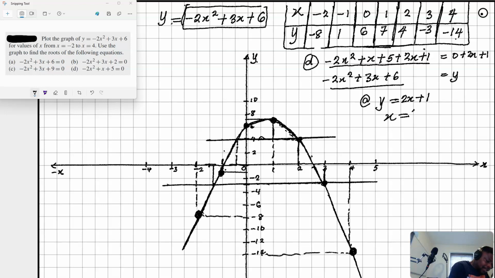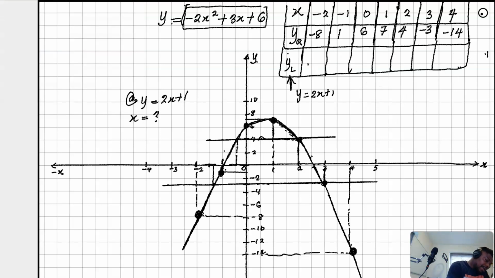I'm looking for the x value. But this is tricky because y is now a linear equation. So in this case, you have to find the values to plot before you can find your root. So what I'm trying to say is that, remember, our y here is for our quadratic. We put values of x in this to get all these values of y.